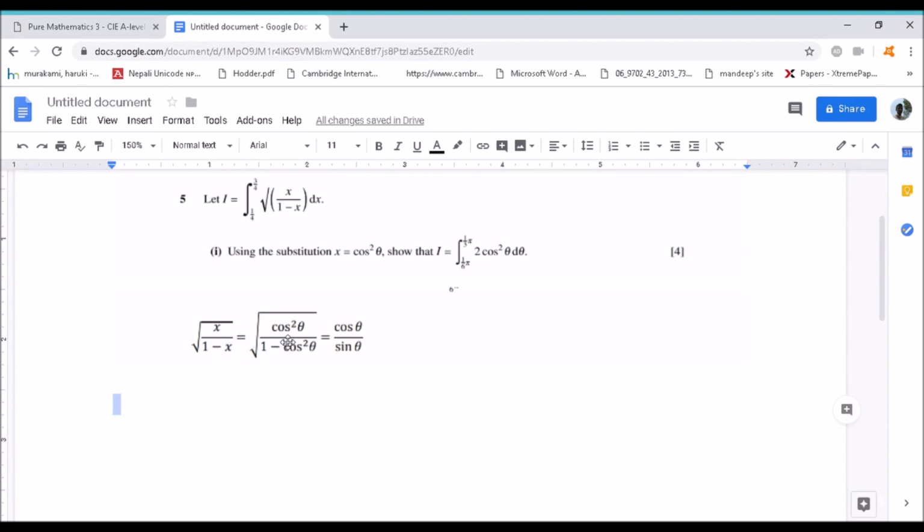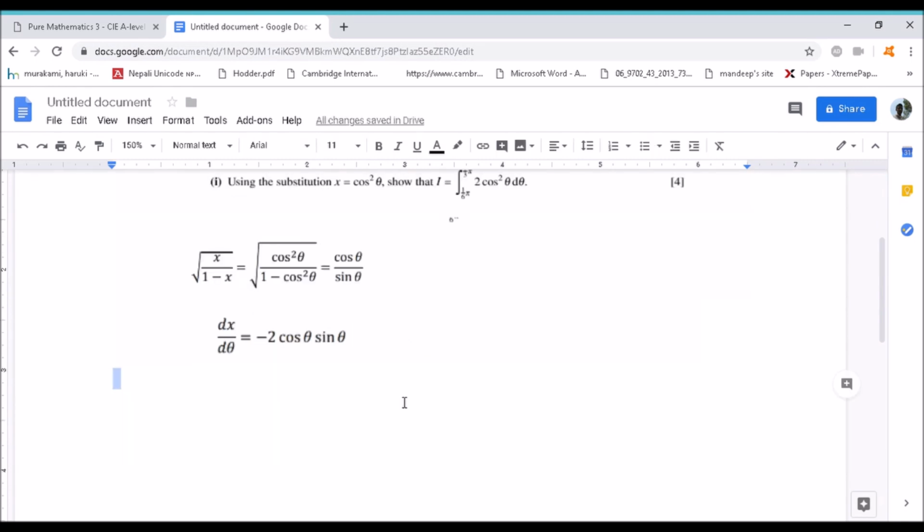We replace x by cos squared theta, so this will be cos squared theta divided by 1 minus cos squared theta. The 1 minus cos squared theta is sin squared theta, so cos squared theta divided by sin squared theta. When it comes out of the square root, it will be cos theta divided by sin theta.